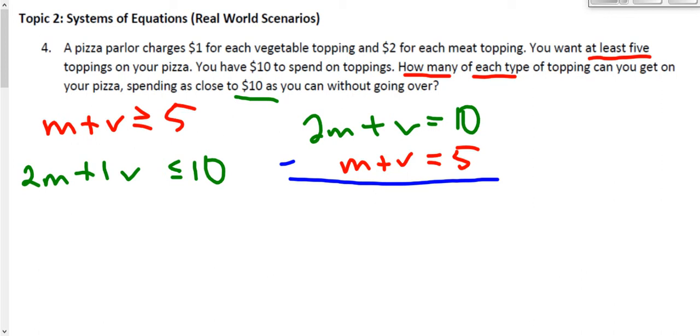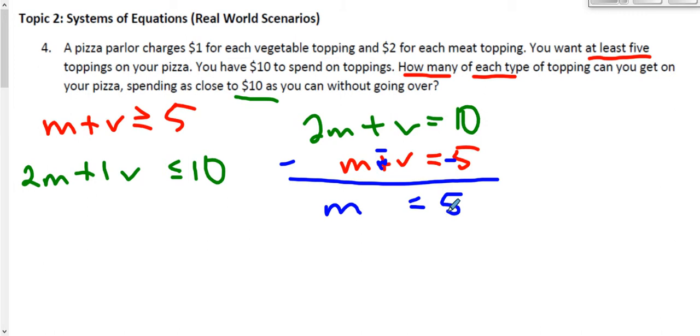So what I'm going to do is I'm actually going to subtract these 2 equations. So I'm going to subtract the meat, subtract the veggie, and subtract the total number at the end. When I do that, I'm going to combine up and down. 2 meat minus 1 meat is just M. A positive veggie minus a veggie is nothing. And 10 minus 5 is just 5. So it tells me that I can buy 5 meat toppings.